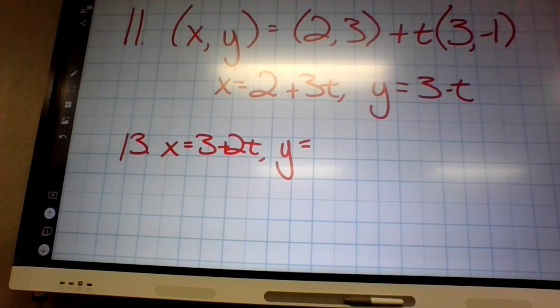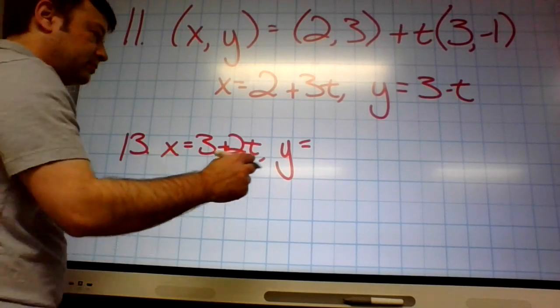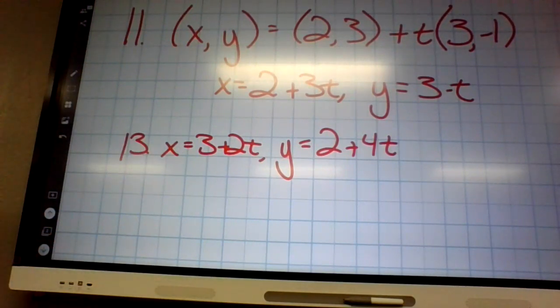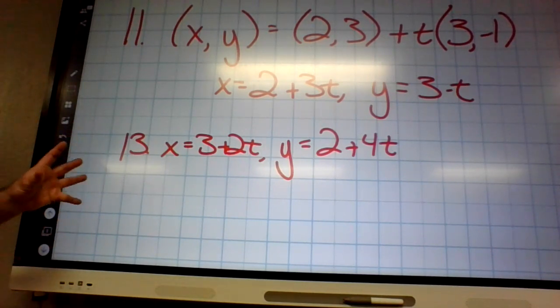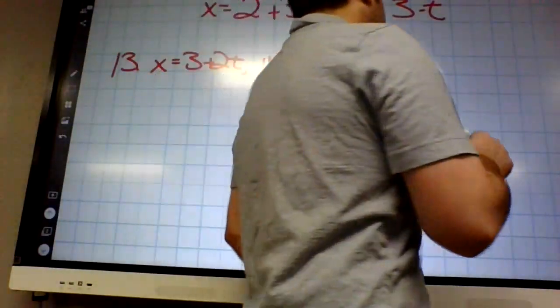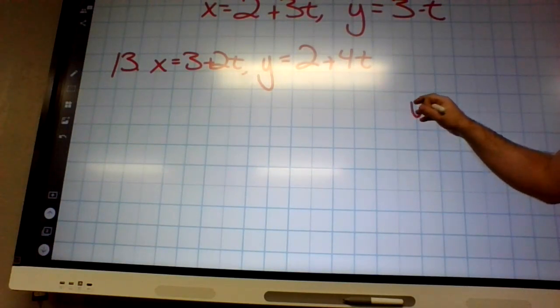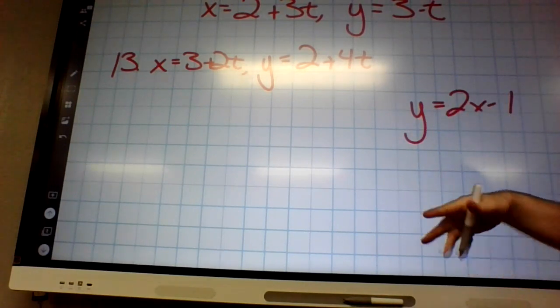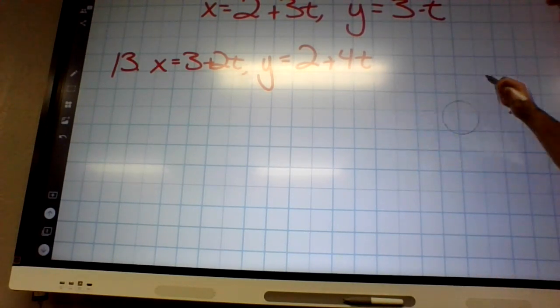And y, I lost my place. Y equals 2 plus 4t. Any idea how we can make an equation, like a linear equation? What they mean by Cartesian is like a normal linear equation that we're kind of used to, instead of a vector thing. So remember, usually we write linear equations like y equals mx plus b.